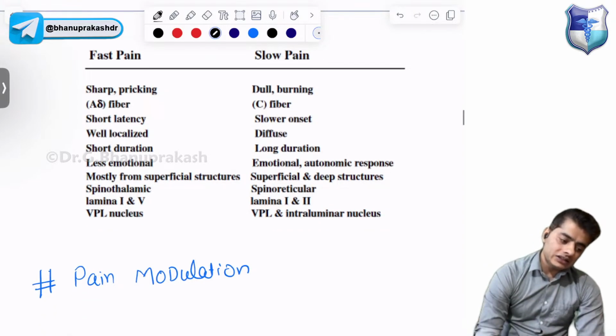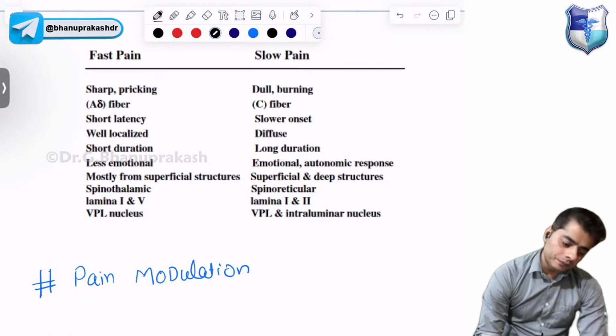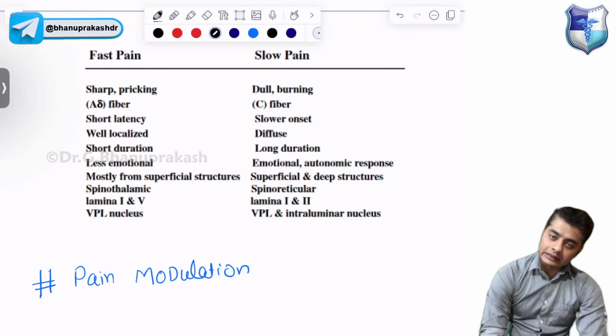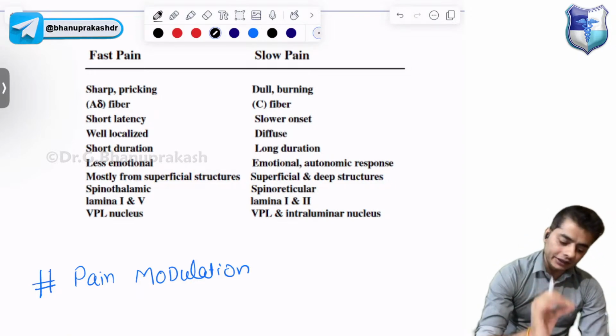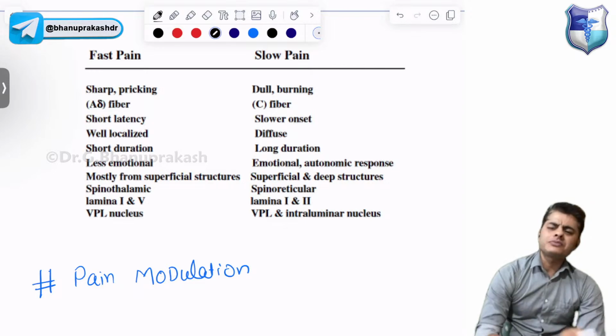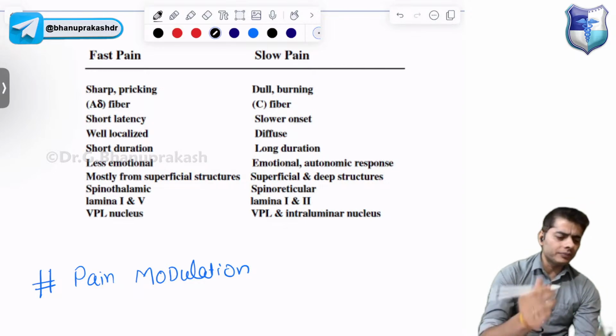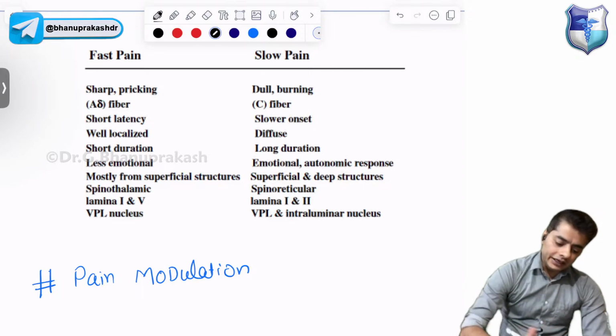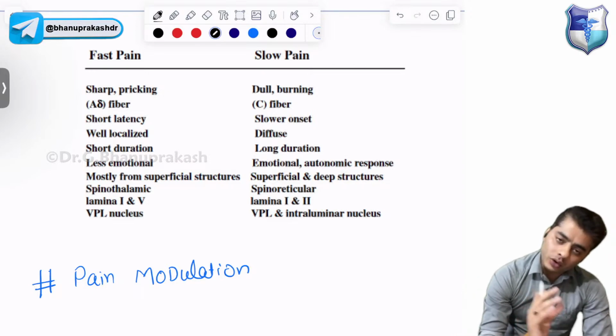Now distinguish between what is fast pain and slow pain. Now, I've already told you that A delta fibers are myelinated fibers. They are thin, but they are myelinated. That's why they carry fast pain. And fast pain is about 0.1 second. Like suppose there's a prick in my finger. This is fast pain. It has short latency and it is well localized.